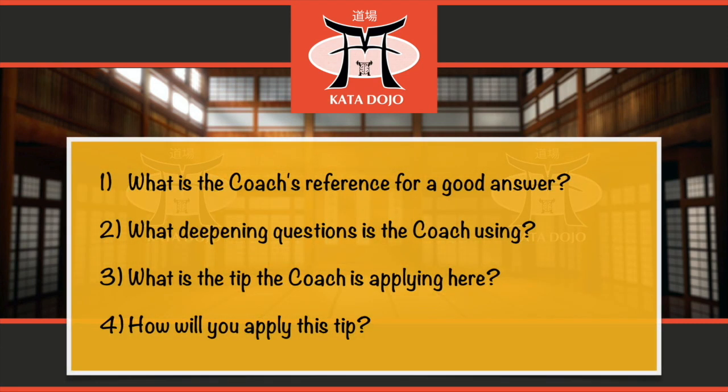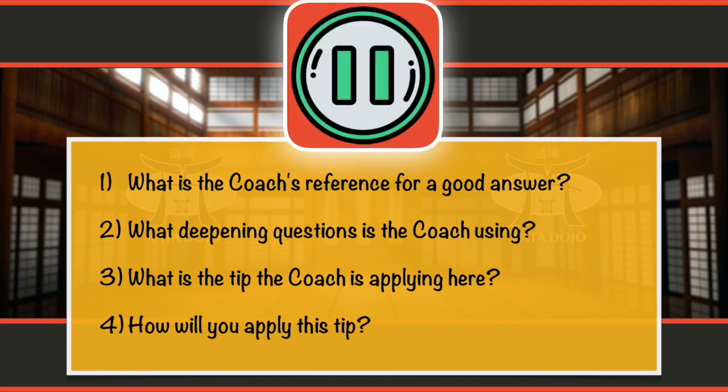Let's reflect on this coaching sequence. Here are 4 questions for you. Number 1, what is the coach's reference for a good answer? So what is he comparing the improver's answers to? Number 2, what deepening questions do you hear the coach using here? Number 3, what kind of tip is the coach applying here? And number 4, how will you apply this tip in your coaching cycles? Press the pause button right now, reflect, and write down your answers.